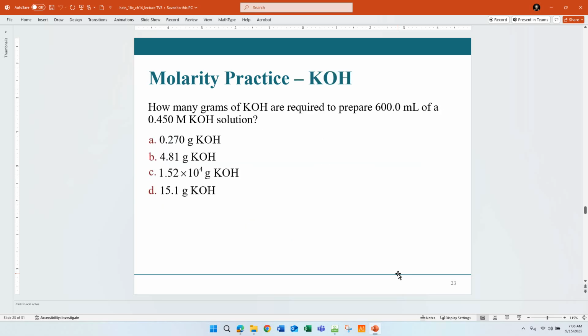All right, so pause the video. You've got milliliters here. You've got molarity, which is moles over liters, but I want grams, so you're going to have to rearrange this. You have the volume, you have the molarity. I want you to find the grams. So pause the video and see if you can work it out.